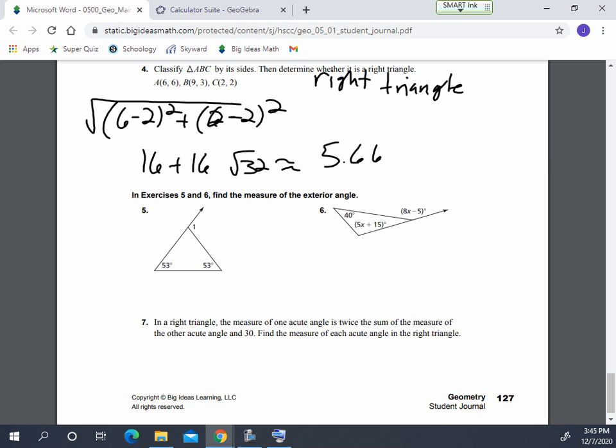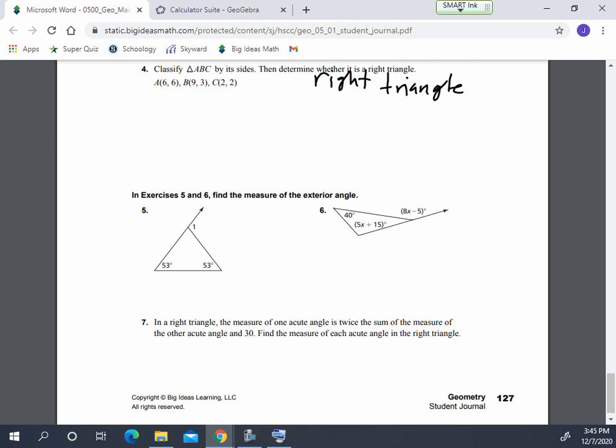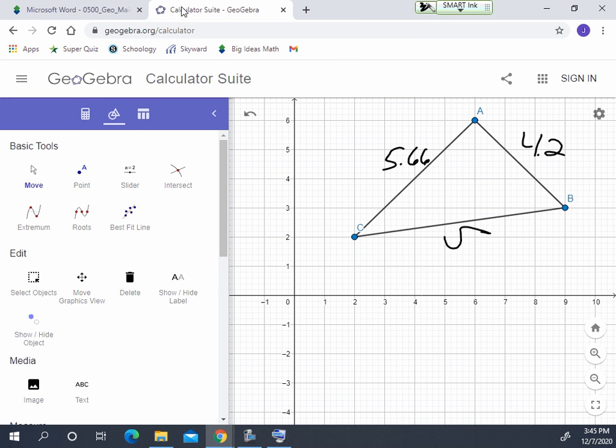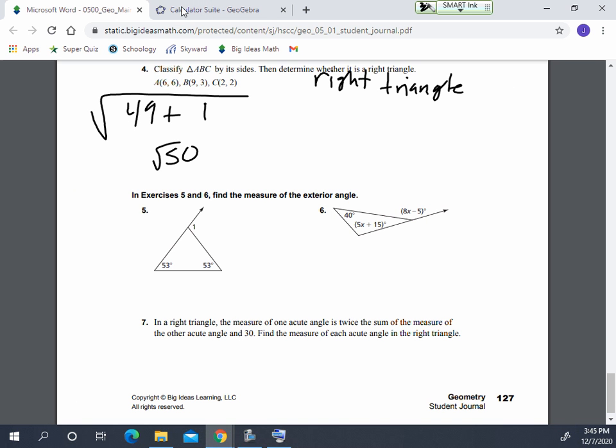Now we need C and B. Okay, again, doing quick math here. Square root of 9 minus 2, which is 7, squared, which is 49, plus 3 minus 2, which is 1, 1 squared is 1. So the square root of 50 is not the same as the square root of 32, so the square root of 50. So we know that this is a scalene right triangle. Okay? Long problem, difficult problem, but you can do it. Moving on.